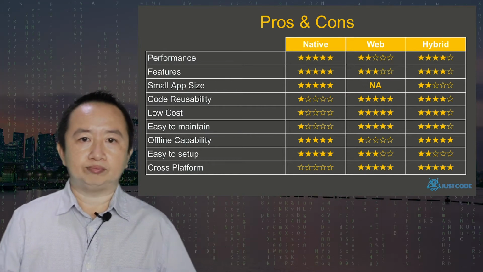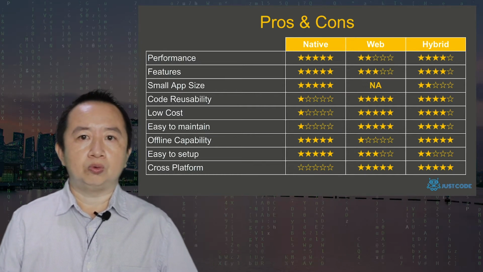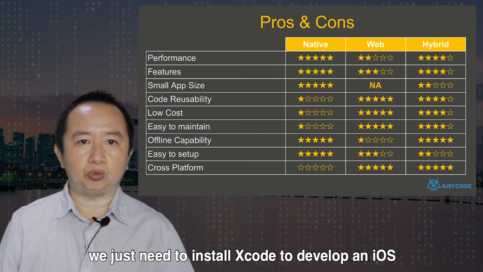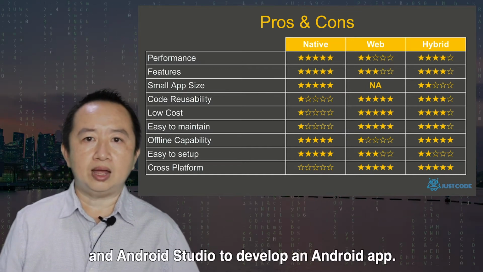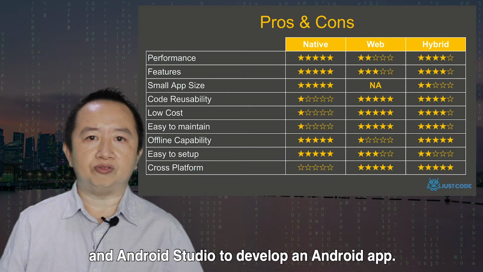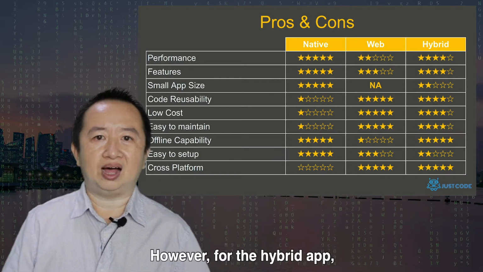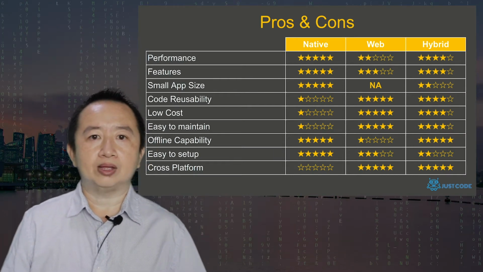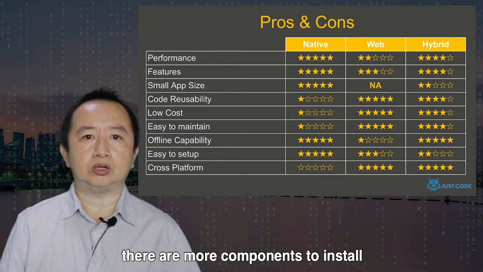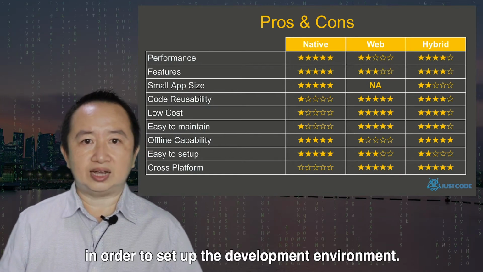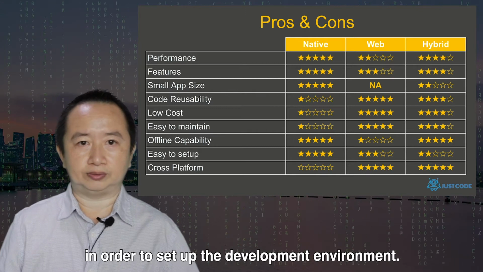To set up the development environment for a native app, we just need to install a single piece of software and it will work. For example, we just need to install Xcode to develop iOS and Android Studio to develop Android apps. However, for a hybrid app, there are more components to install in order to set up the development environment.